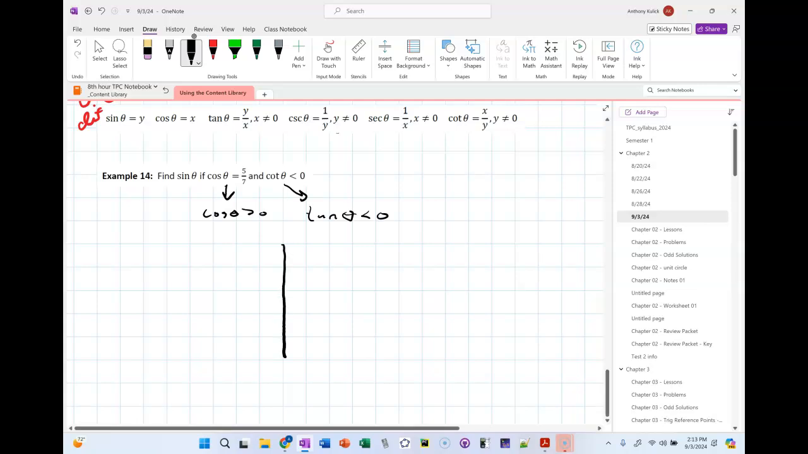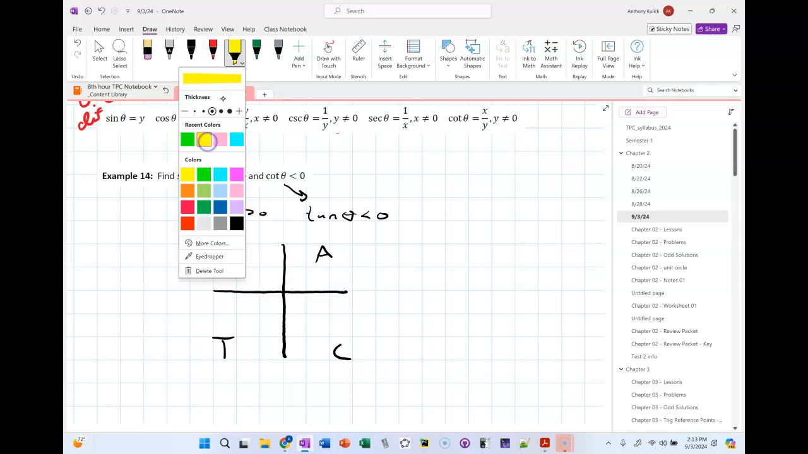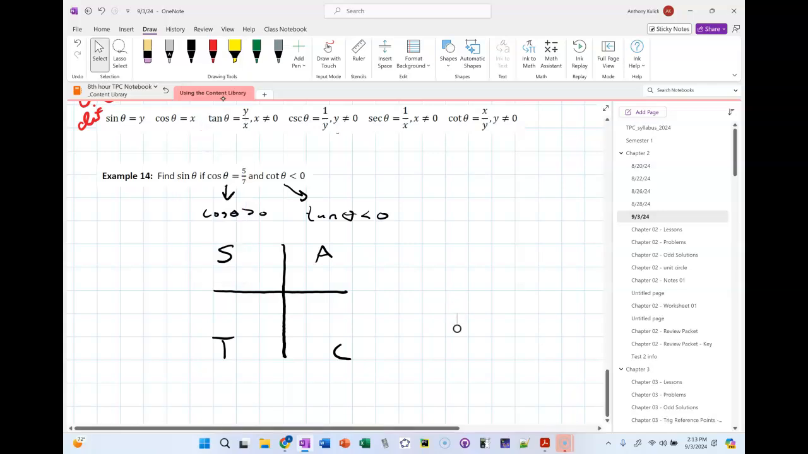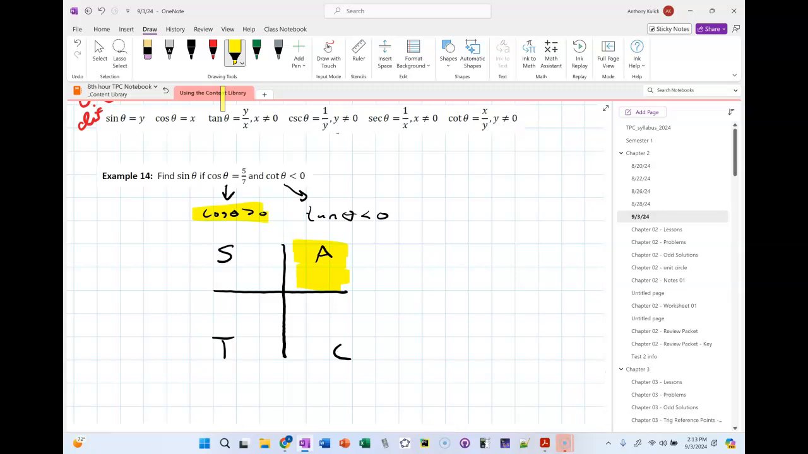So I'm going to draw my picture. And I know all silly turtles crawl. And I'm going to go, okay, where's the places where cosine is positive? Well, the A stands for all of them positive. So cosine is one of all of them. And C stands for cosine is positive. So I could be in quadrants 1 or 4.